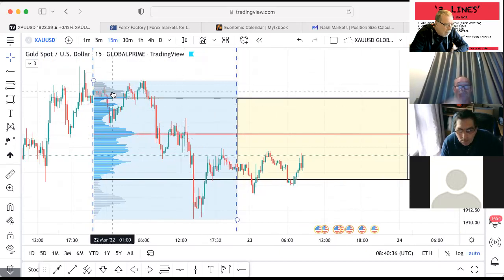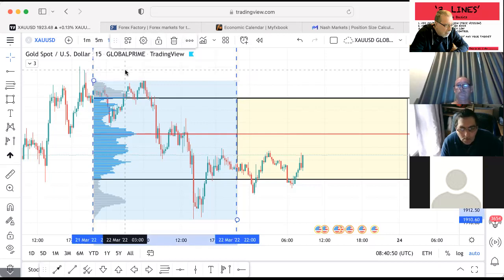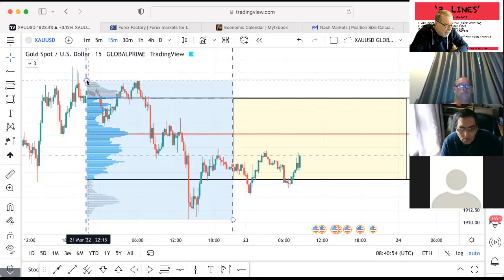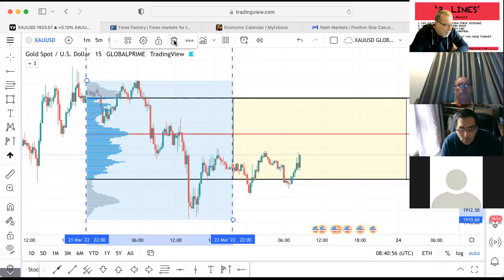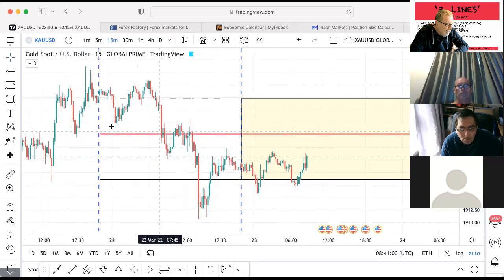What I'm going to do is get rid of this. This is the session, so this is a fixed range volume profile, which I put on today on yesterday's trading. So we'll get rid of that, and then I'll show you what you can put on if you've got a paid for version of TradingView.